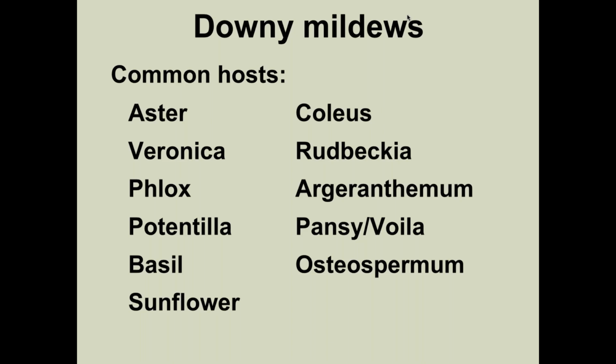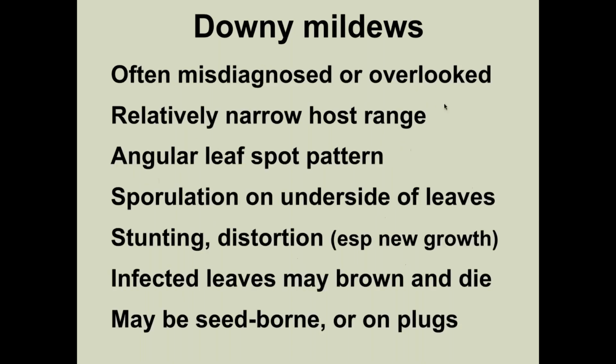Argyranthemum is one where we can also get some growth distortion with powdery mildew infection. And then pansy, osteospermum. So let's take a look at some of the other indications for downy mildew. It has a relatively narrow host range. A downy mildew that attacks a particular host plant has a pretty narrow host range and may only attack that particular type of plant.